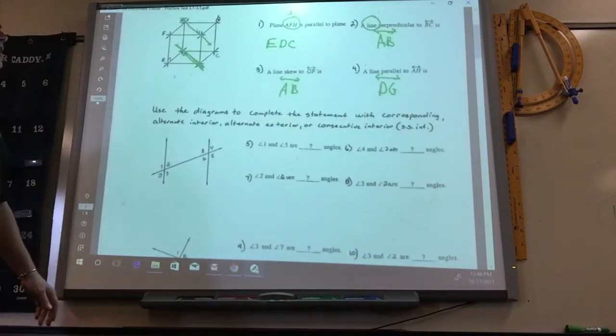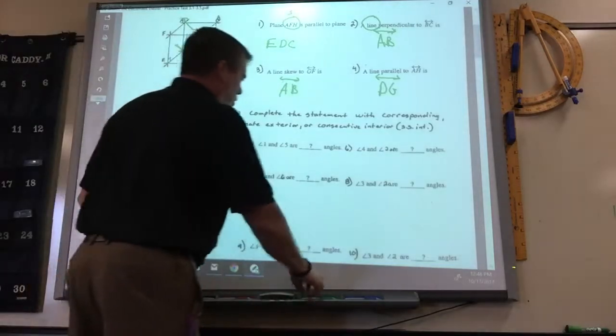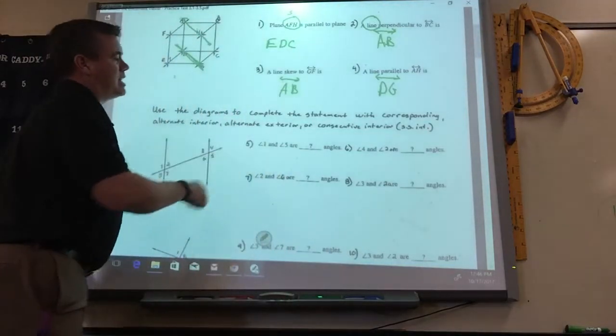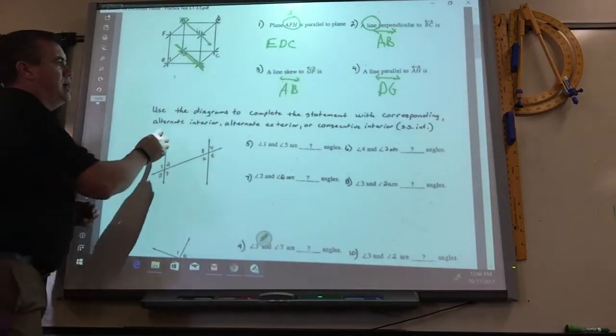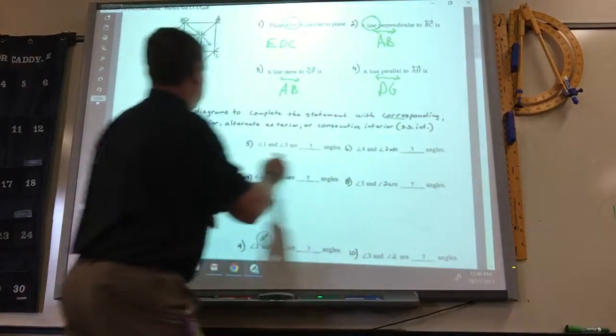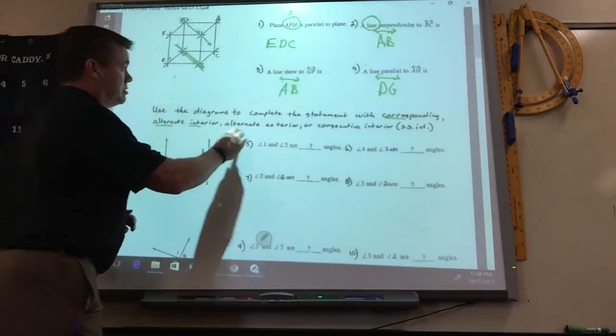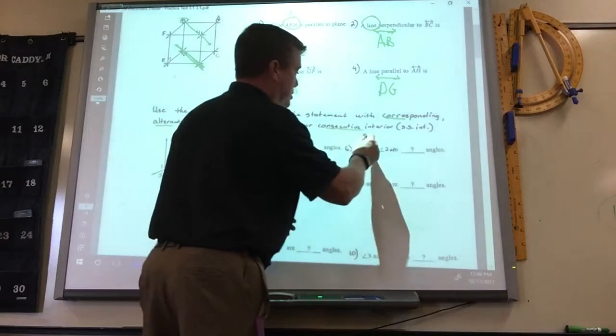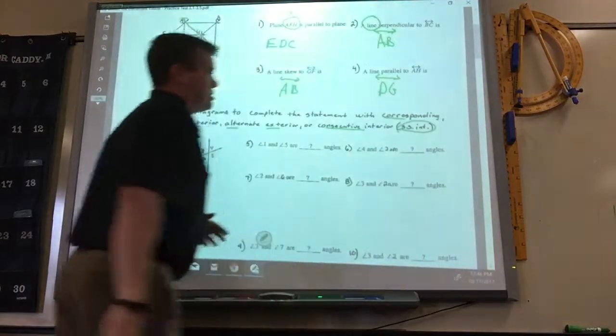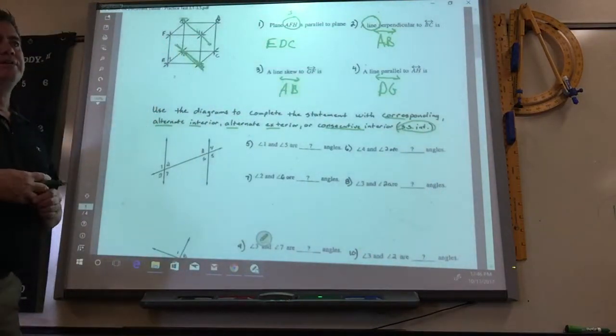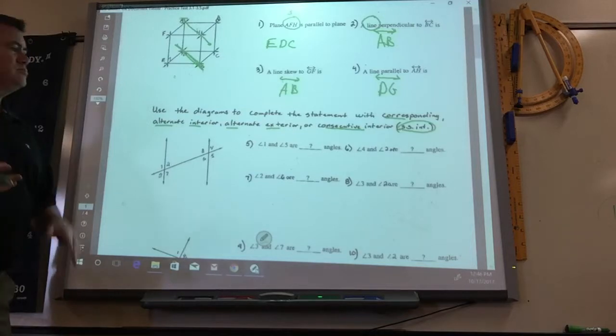All right, so here we just got to name what kind of angles these are. Are they corresponding, alternate interior, alternate exterior? You can use whichever word you want. Consecutive interior, same side interior. That means the same thing.